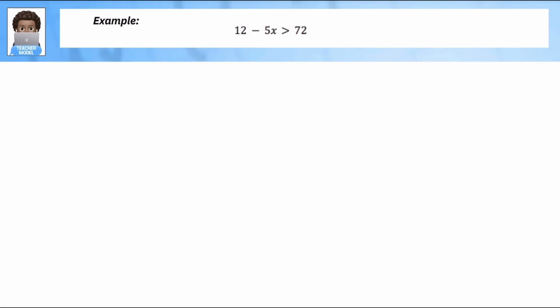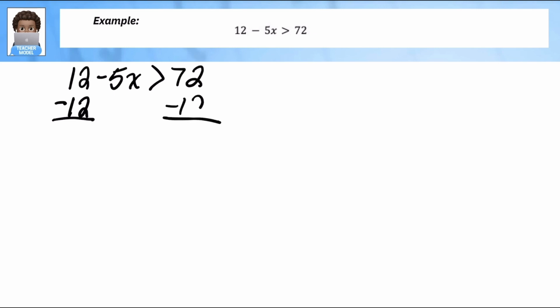Let's start with our first example. 12 minus 5x is greater than 72. All right, we're going to deal with our constant first. Since I have a positive 12, we're going to create a zero pair by adding its opposite. We'll do that to both expressions. And now we have -5x is greater than 60.